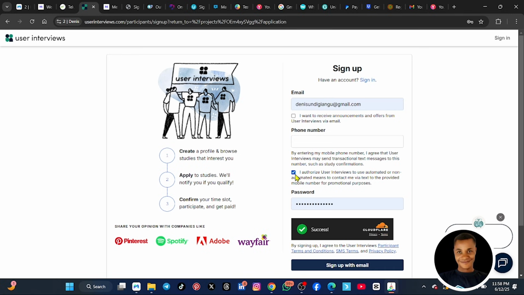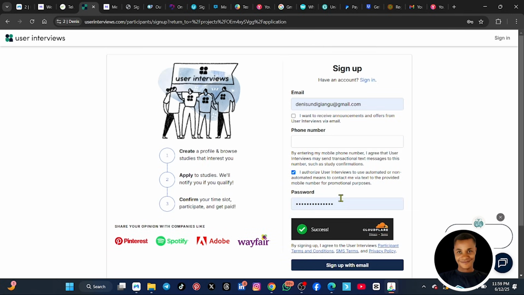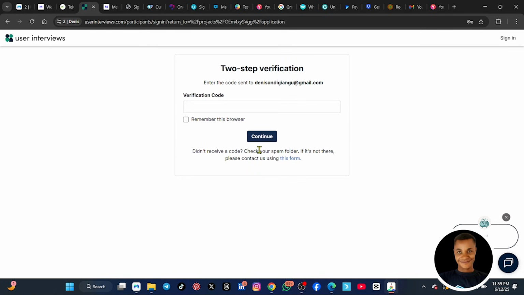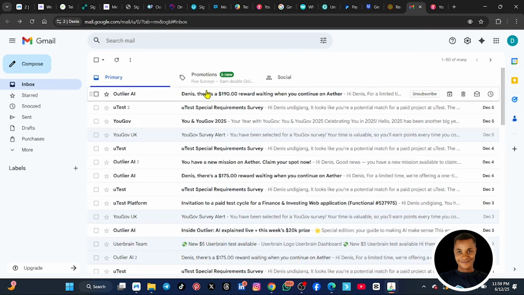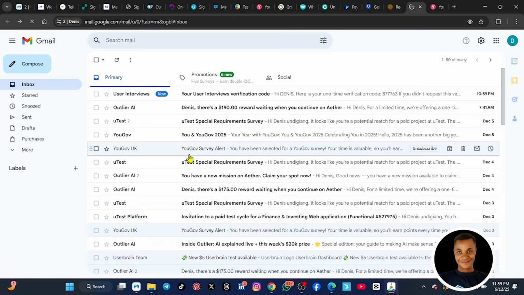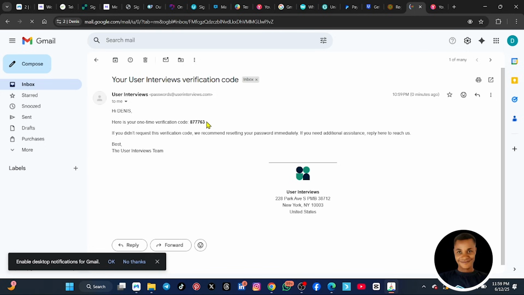So this one, let me log in and click on... sorry, I have an account already, so I don't know why it's showing me this. So I just click on sign in, and it says a verification code has been sent to my email. Sorry, I've not actually logged on to this thing for two days now. That's why it's asking me to enter the user interviews verification code. So I have to enter it.